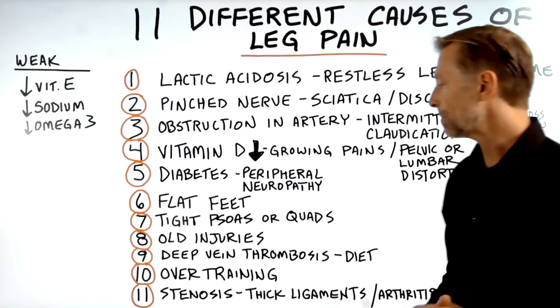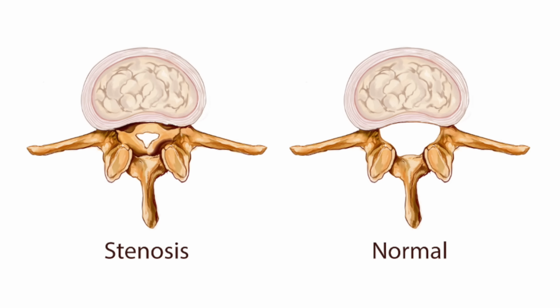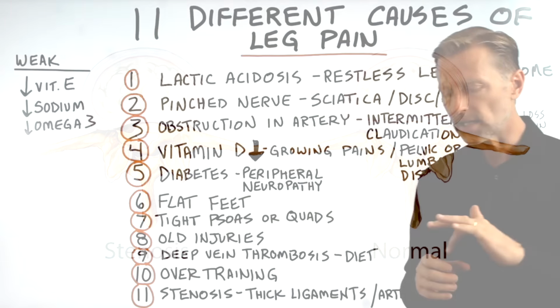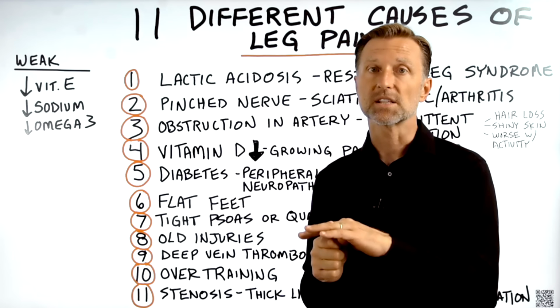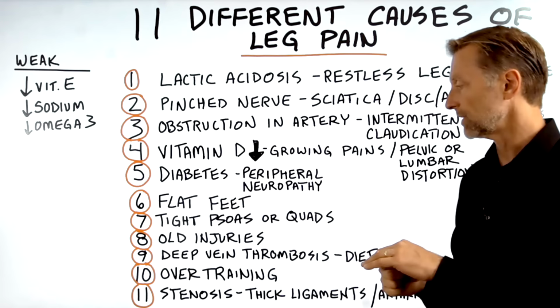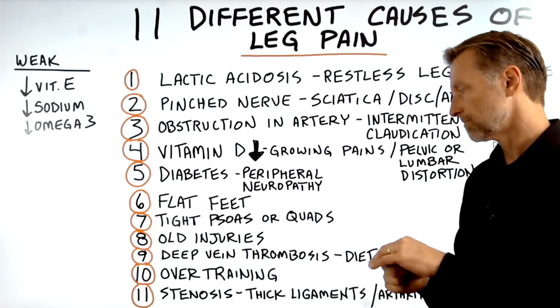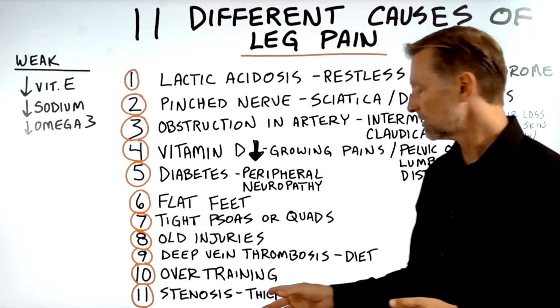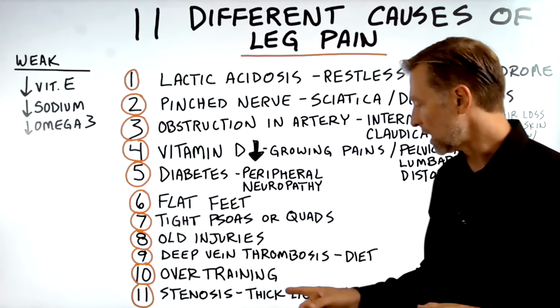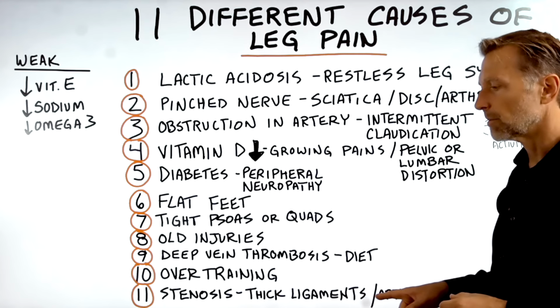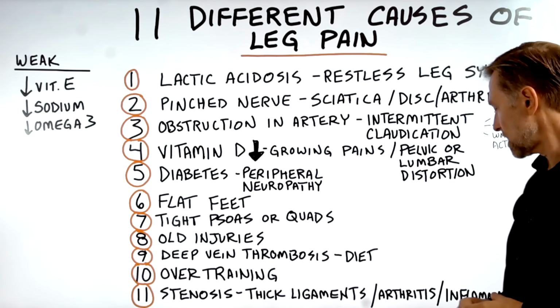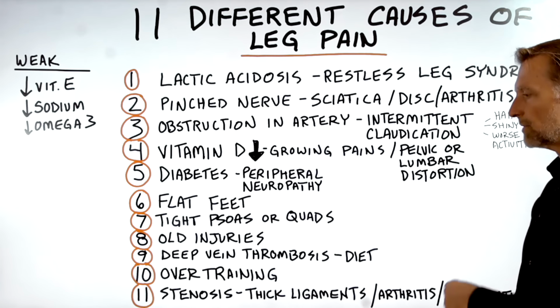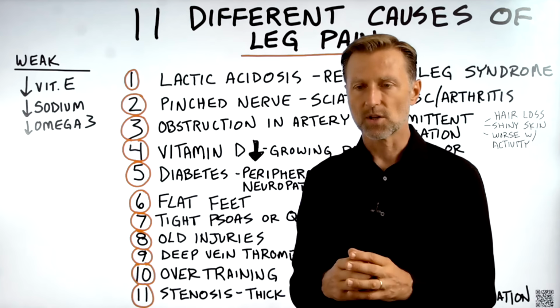All right, number 11, stenosis. What is that? Well, you have the spinal column, okay, and then you have the spinal cord in the spinal column. There's just not enough space for the spinal cord, and so there's obstruction on the spinal cord, and that can definitely cause leg pain, okay? So that could come from either the ligaments around the spinal column being too thick. It can come from arthritis or spurring, okay, right next to the joints, or it can also come from just inflammation that just won't allow the space to open up.